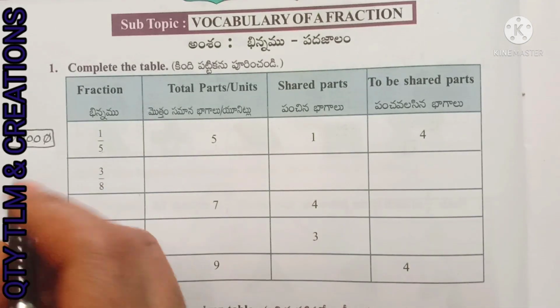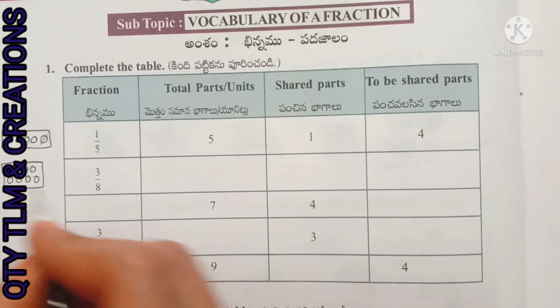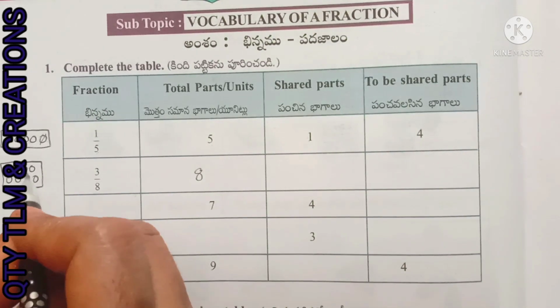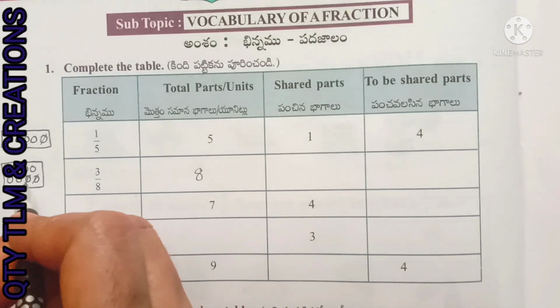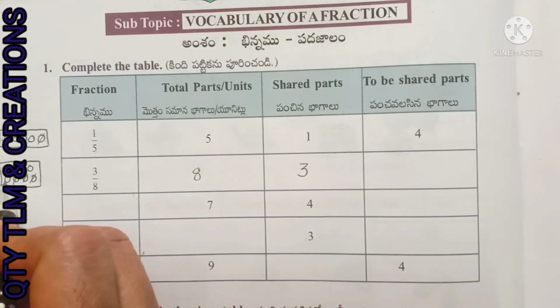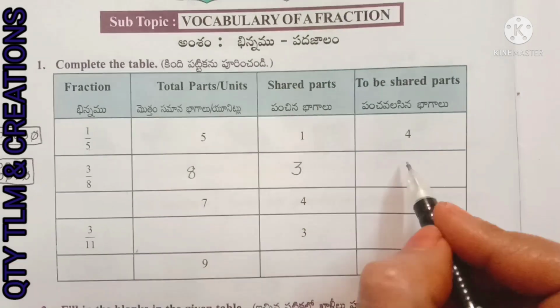Next 3 by 8. This is a tablet sheet. Total tablets are 8. Shared tablets, that means shared parts, are 3. 1, 2, 3. So remaining tablets are 1, 2, 3, 4, 5. That means to be shared parts are 5.